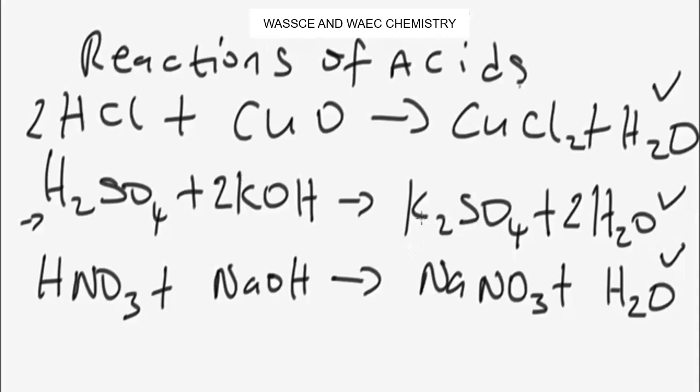Let's look at a couple of examples of how acids react with metal carbonates. So when acid reacts with metal carbonates, they are going to produce salts, water, and carbon dioxide respectively. Note that metal carbonates are also bases.